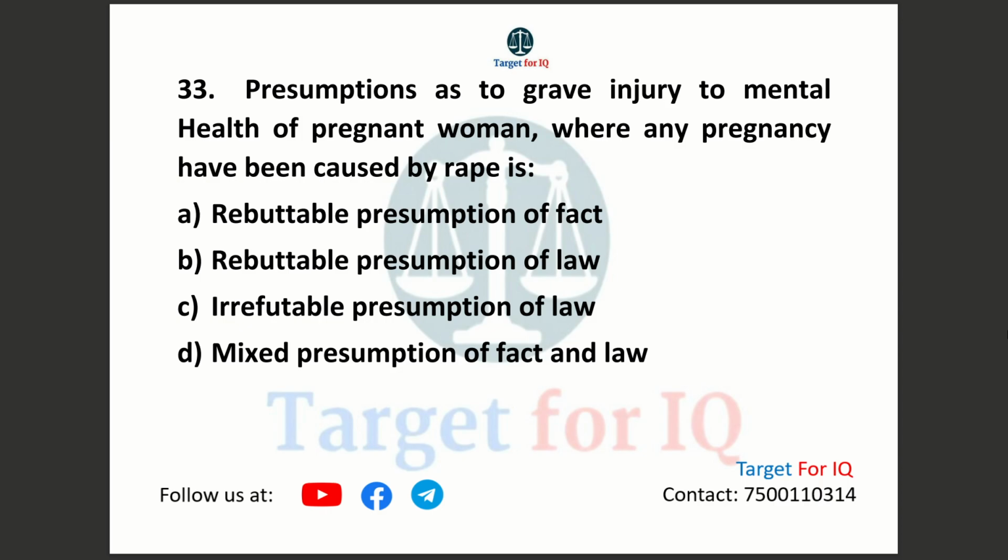Question number 33. Presumption as to grave injury to mental health of pregnant woman where any pregnancy has been caused by rape is option A, rebuttable presumption of fact, B, rebuttable presumption of law, C, irrefutable presumption of law, D, mixed presumption of fact and law. The correct answer to question number 33 is option C, irrefutable presumption of law.